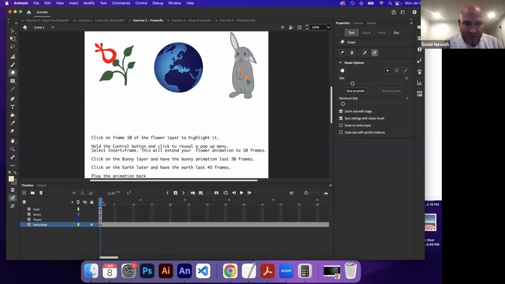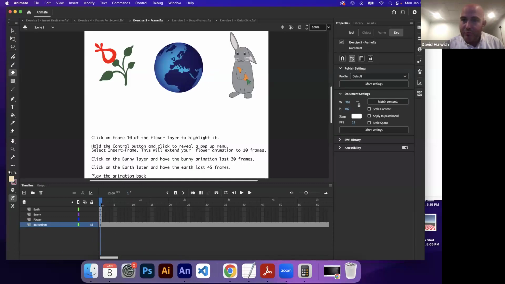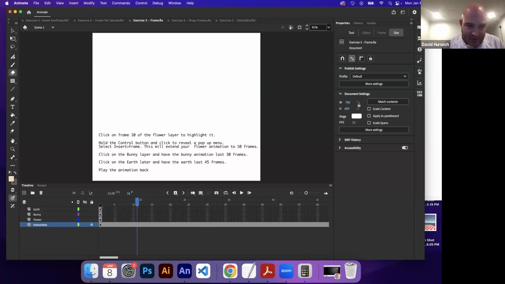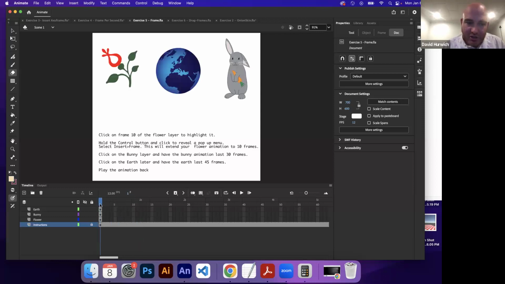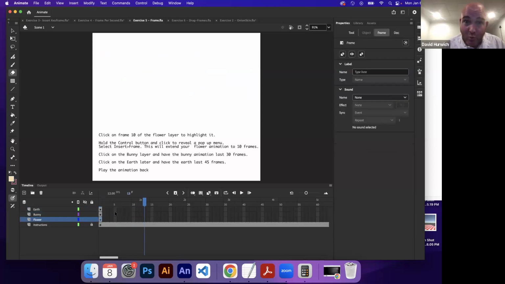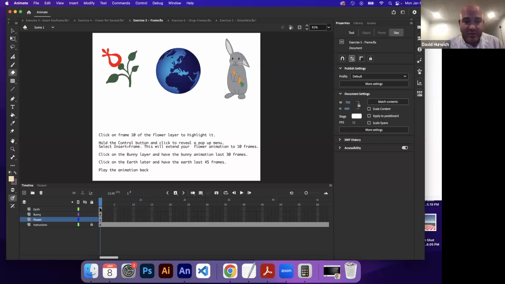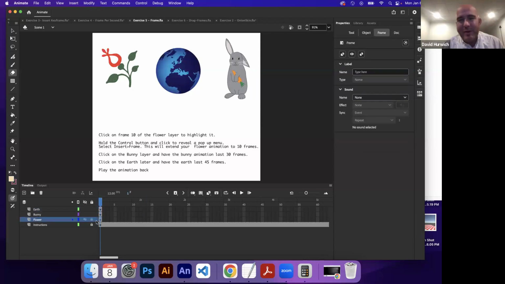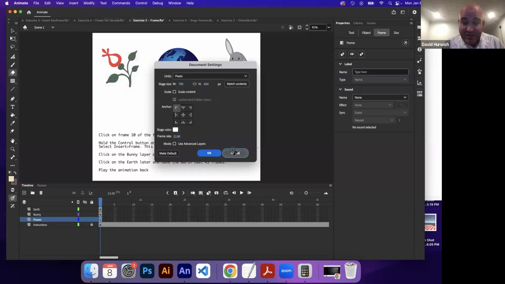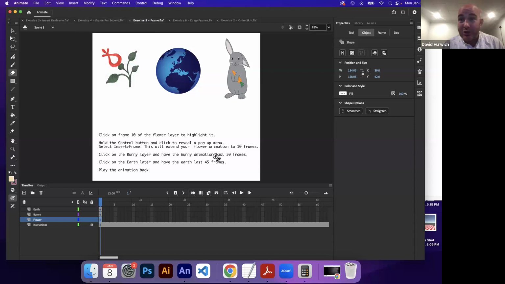All right, so let's go here. I'm going to play this animation back. Now, as soon as I hit play, my characters, the bunny, the earth, and the flower, immediately disappear, right? Why does that happen? Well, it happens because each character is only about 1 frame long. My frame rate is 12 frames per second, so if you do the math, each picture is only going to last about a 12th of a second, which is not particularly very long.